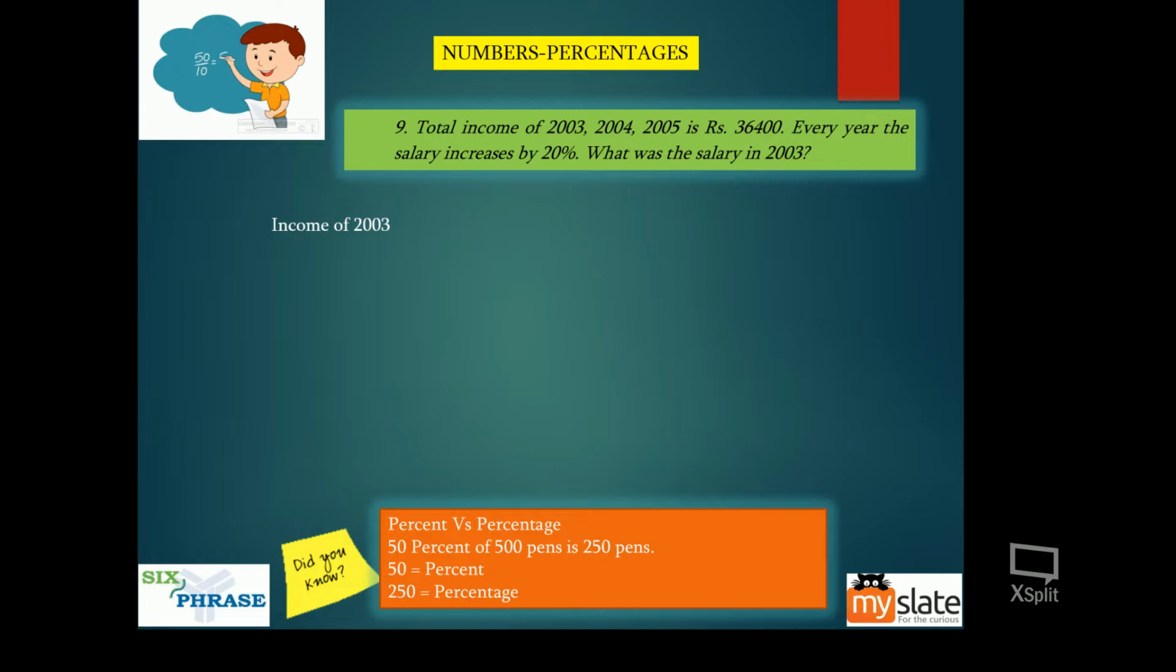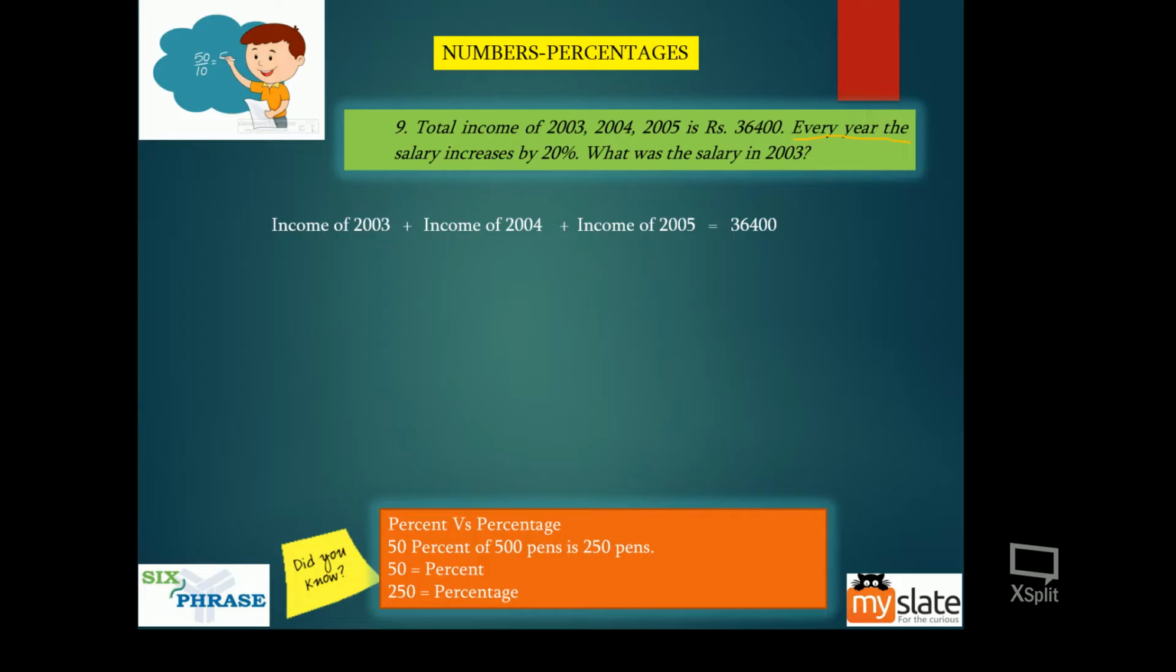They are asking you what was the income he was getting in 2003. So what you can see here is income of 2003 plus income of 2004 plus income of 2005 is 36,400. This is given in the question. But what you can also infer from the question is, every year the salary increases 20 percentage.